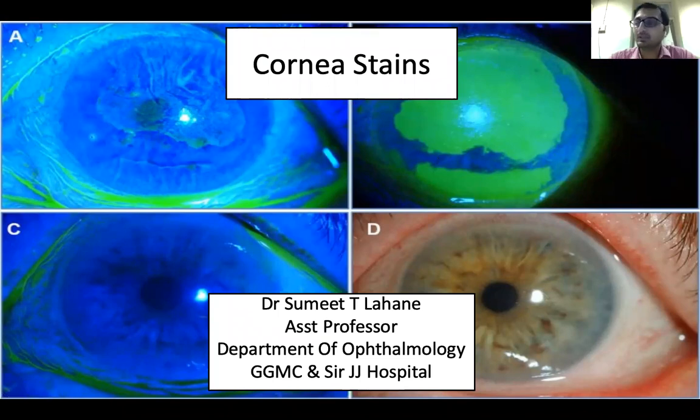So today we'll be studying about the corneal stains, and it's something that we do daily in the OPD. So I will be talking about most of the basic things and a few examples.